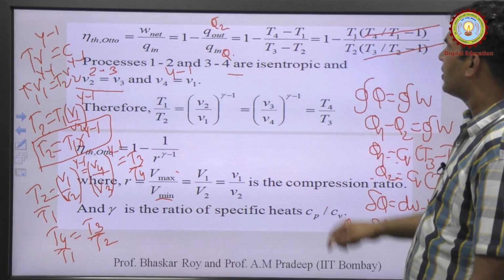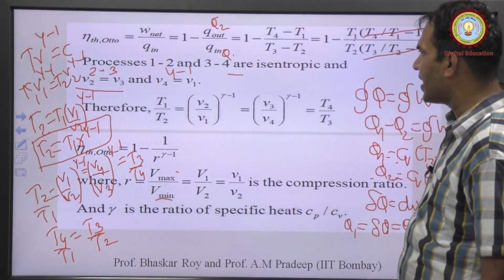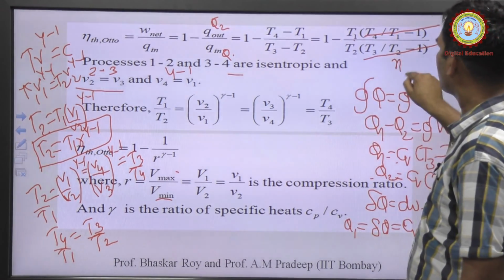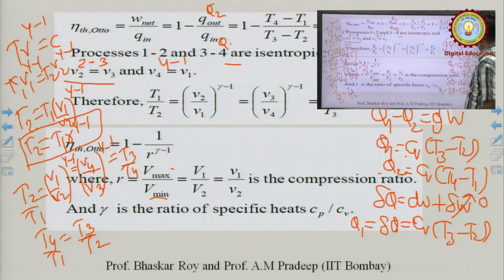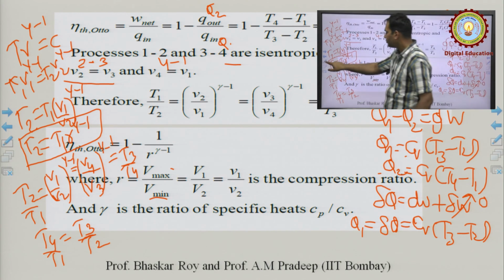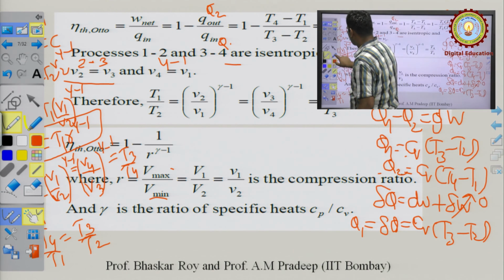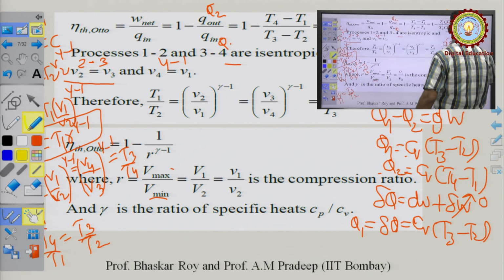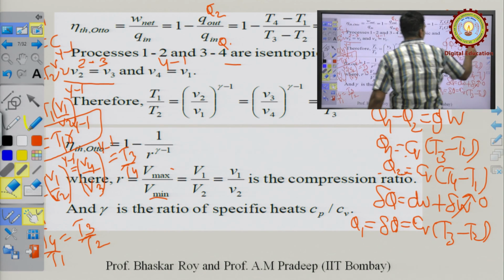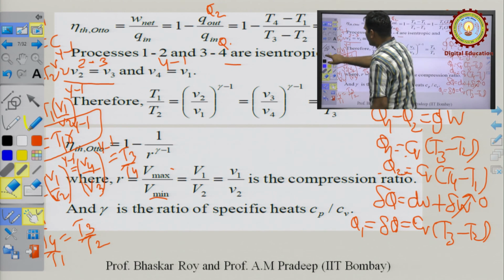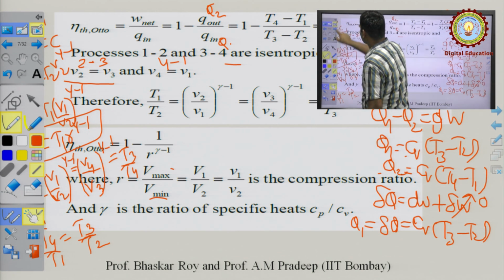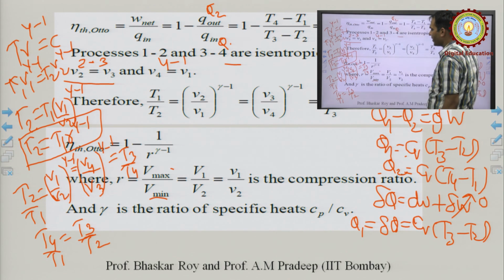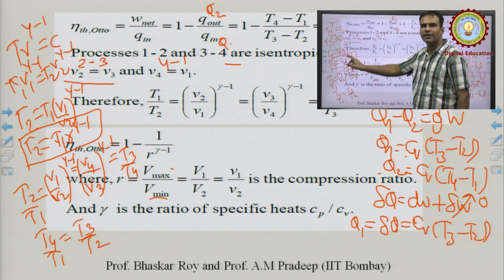So, you will get efficiency is equal to 1 minus T1 by T2. And the value of T2 is equal to T1 R^(gamma minus 1). The value of T2 from here you can see is T1 R^(gamma minus 1).